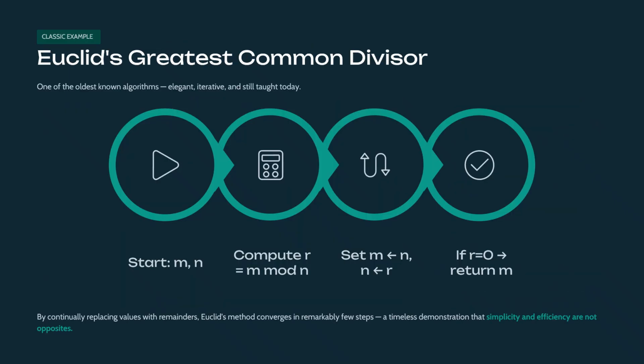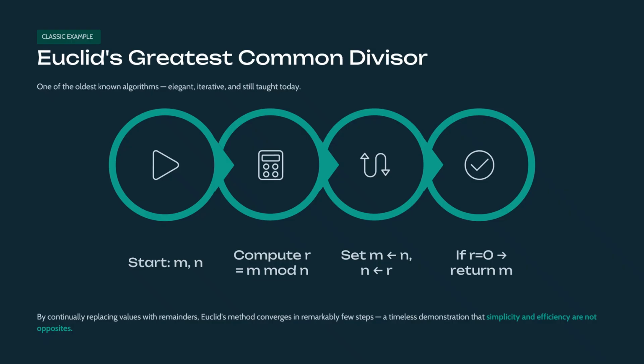Title: Euclid's Greatest Common Divisor Algorithm. This slide introduces one of the oldest and most elegant algorithms in mathematics, Euclid's algorithm for finding the greatest common divisor, or GCD. Suppose we want to find the largest number that divides two integers without leaving a remainder.